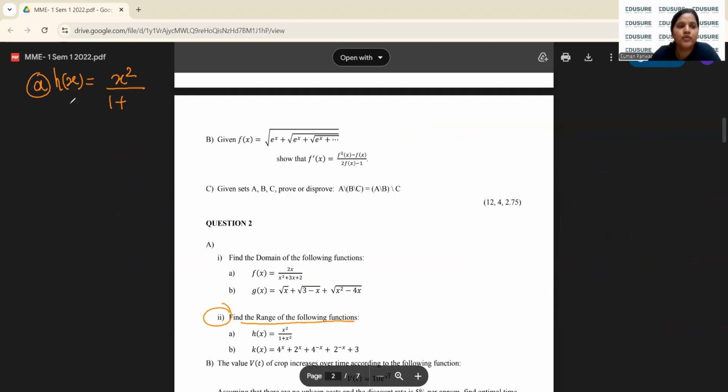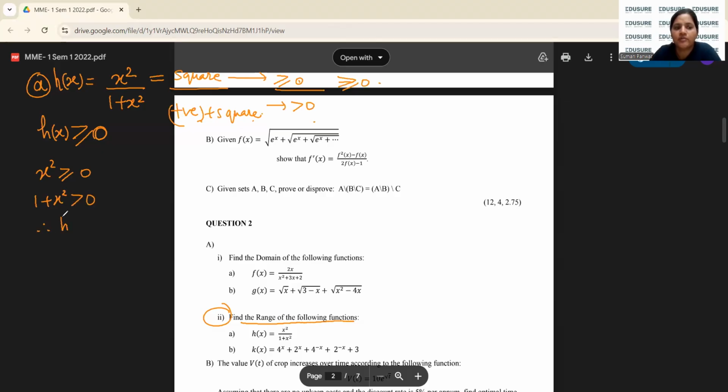Okay. So you can see that h(x) is always going to be greater than or equal to 0 because we have a square here. And we have a positive number plus a square. So a square is greater than or equal to 0 and a positive number plus a square is greater than 0. So greater than or equal to 0 divided by greater than 0 is going to be greater than or equal to 0. So how do you write this? We write x² is greater than or equal to 0, 1 + x² is greater than 0. Therefore, h(x) is greater than or equal to 0. So one thing is sure: h(x) cannot be negative.